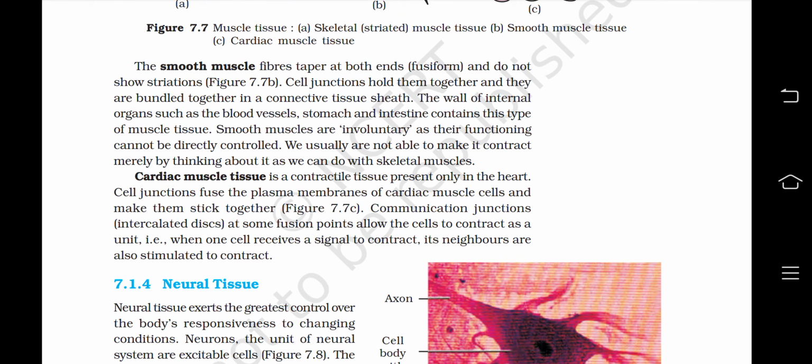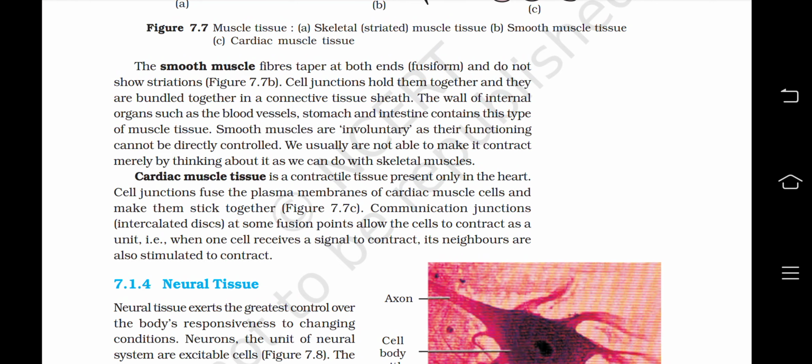Now, the cardiac muscle tissue is a contractile tissue present only in the heart. Cell junctions fuse the plasma membranes of cardiac muscle cells and make them stick together. Communication junctions or intercalated discs at some fusion points allow the cells to contract as a unit. That is, when one cell receives a signal to contract, its neighbors are also stimulated to contract.